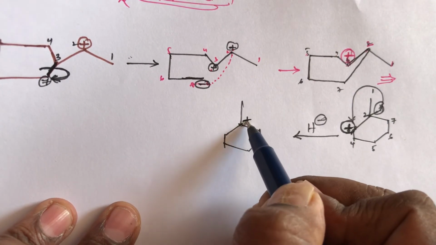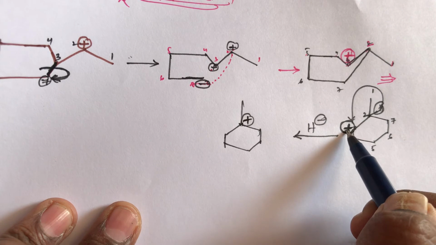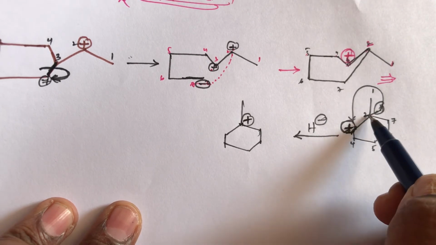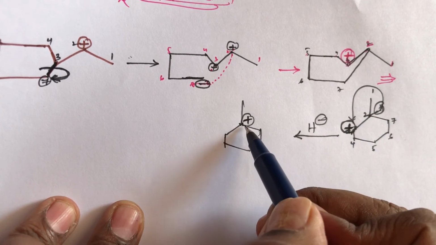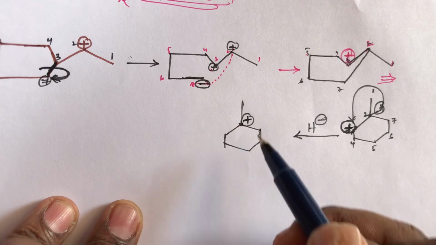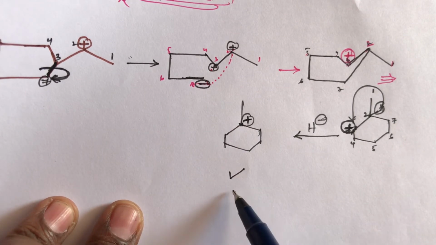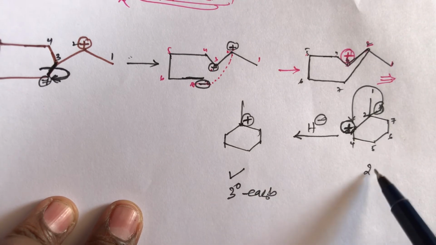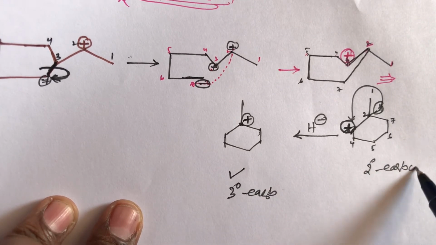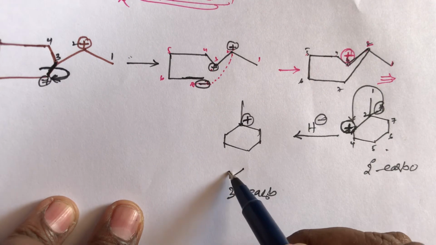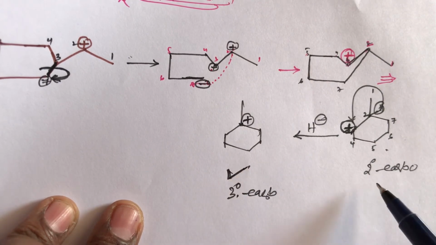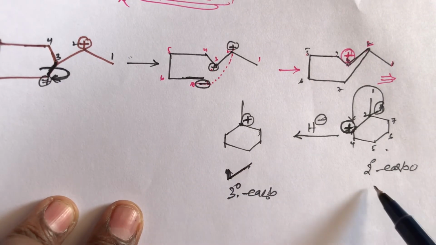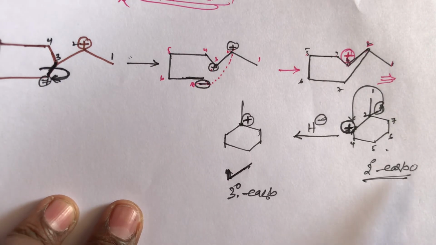This is the tertiary carbocation. This secondary carbocation wants to be a tertiary carbocation, so that's why it becomes a tertiary carbocation. This is the secondary carbocation and this is the tertiary carbocation. Tertiary carbocation is more stable than secondary carbocation. What is the reason? Due to hyperconjugation.